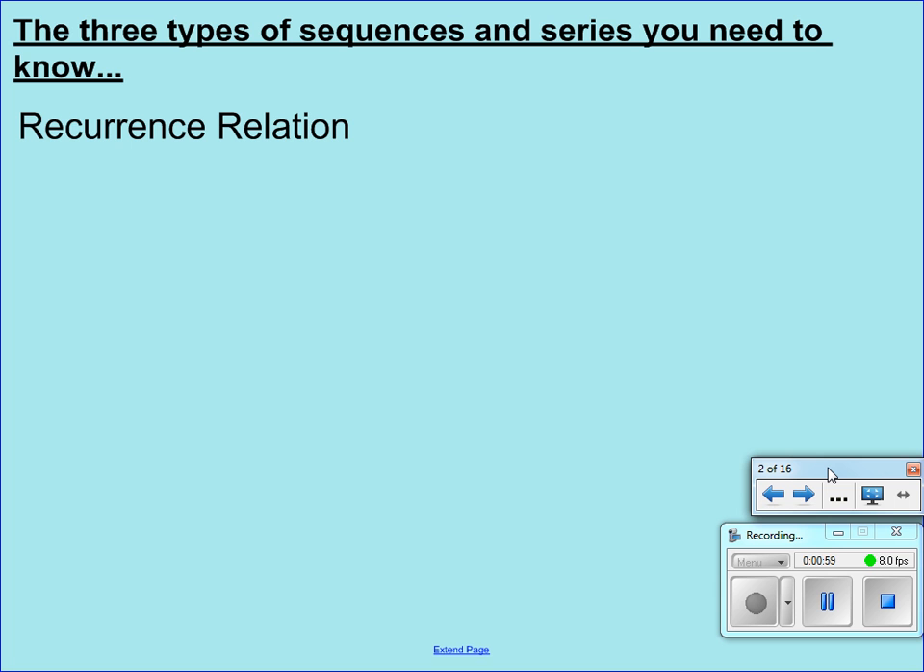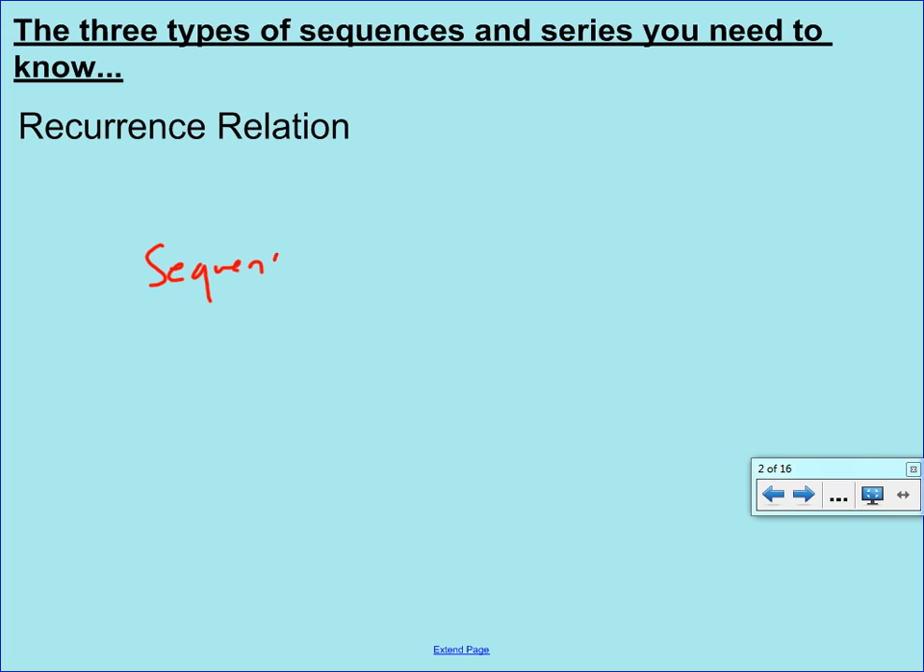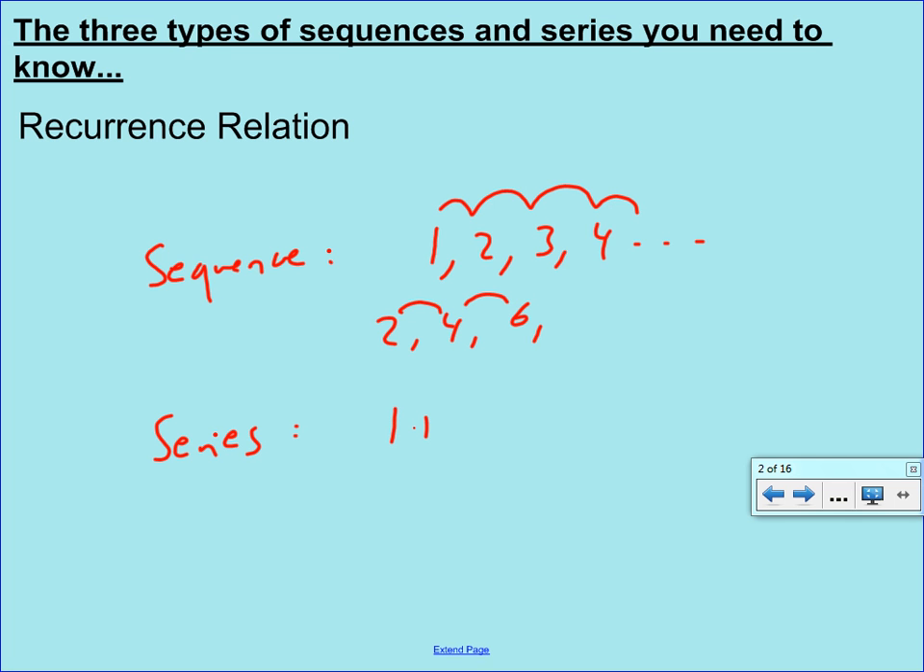Now first, before we do anything, let's define what a sequence or series is. A sequence literally means a list of numbers separated by commas, and they could have a relationship. So here are consecutive numbers, plus one each time. Here we have plus two each time, but they are separated by commas. That is a sequence, whereas a series would be when they are all added together. So each term is separated by a plus or minus sign.